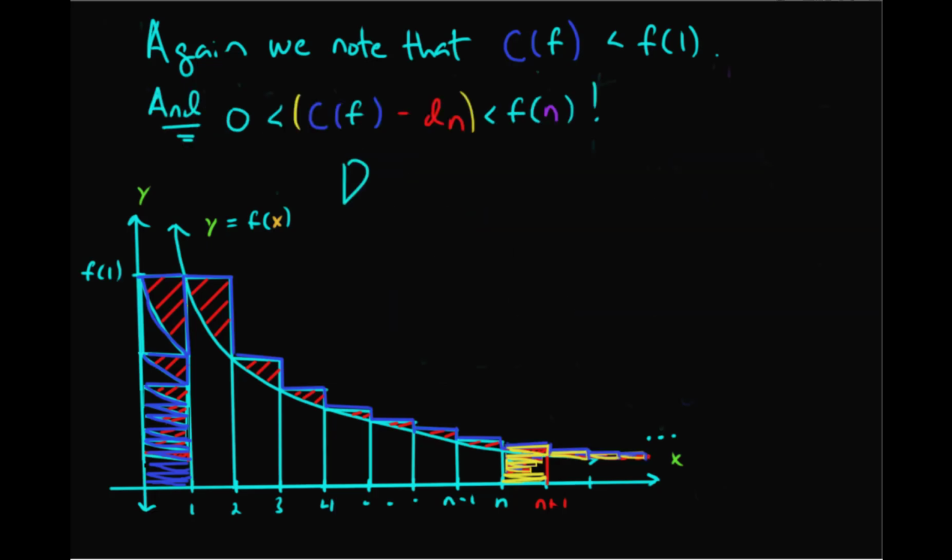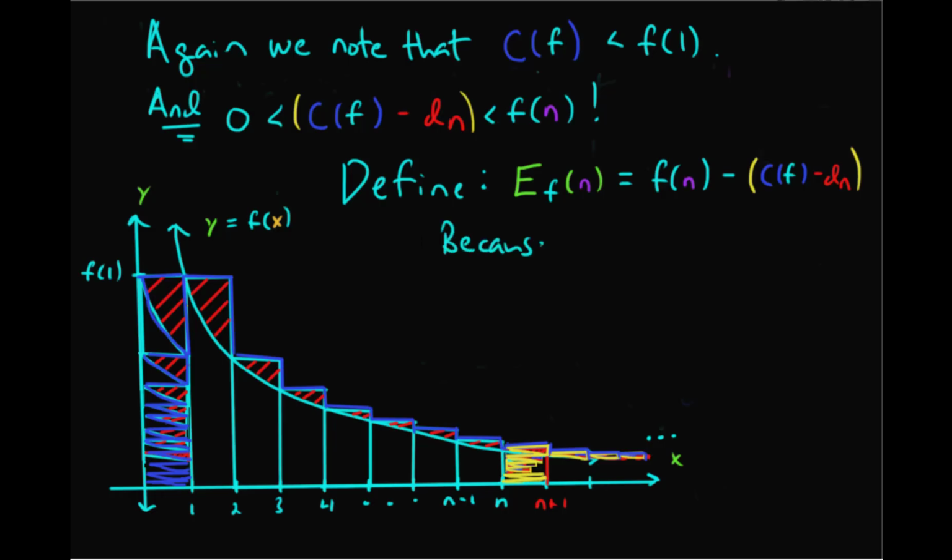Now, it might already seem like I'm throwing a lot of terminology at you, but it will really help for us getting this proof done. So I'm going to define one more term. We'll define e sub f of n to be equal to f of n minus, open parenthesis, c of f minus d sub n, close parenthesis. Okay, so that's the last term that we're going to need here to do this proof.